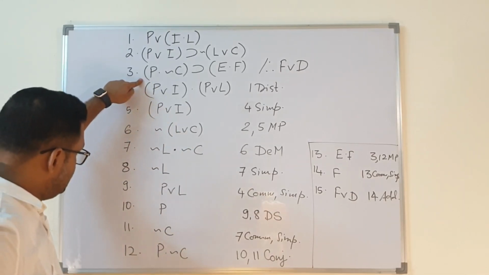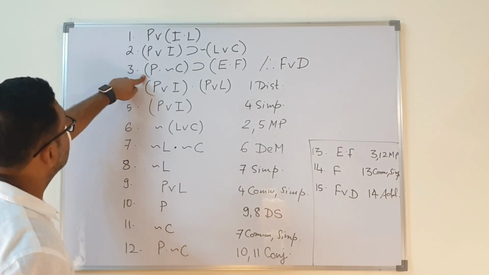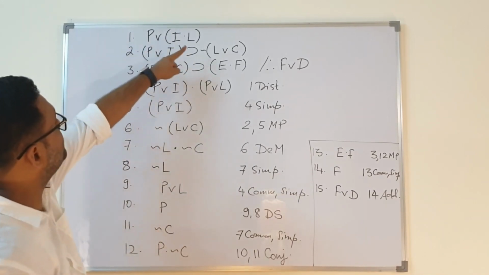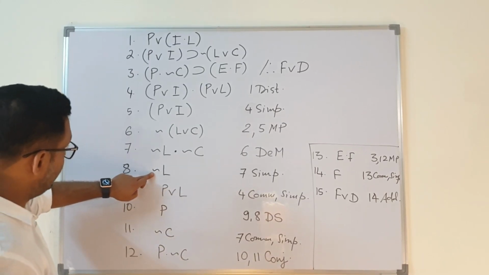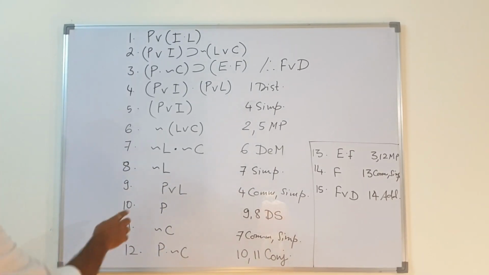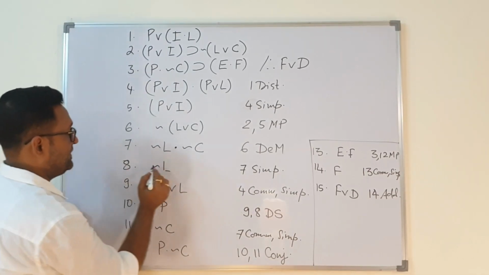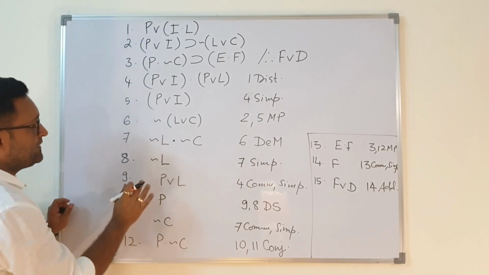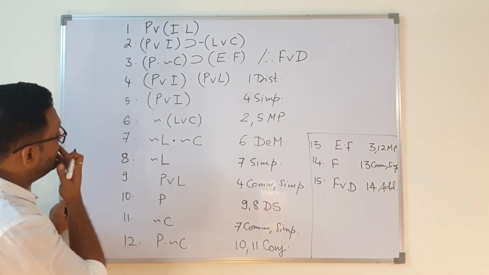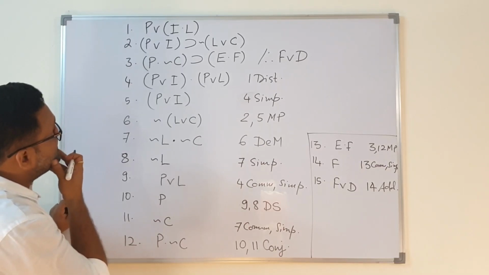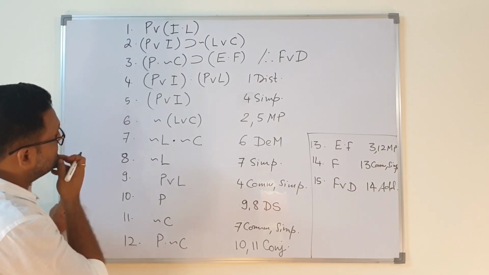P dot C, you have created P, you have created negation of C, and we got P wedge I, and we have got negation of L. So if you see this negation of L, right here it was negation of L, right? So this negation of L can be used on, okay, that will give you a P or something.